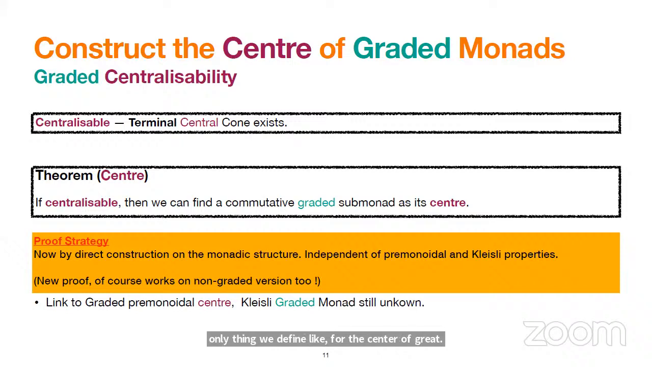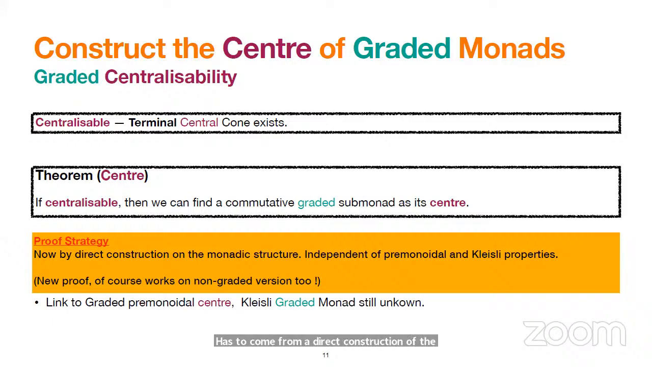And of course, if it's centralizable, we can define the commutative graded submonad as a center. But as you can see, we no longer have a premonoidal center. The construction of this centralizability has to come from a direct construction of the monadic structure.